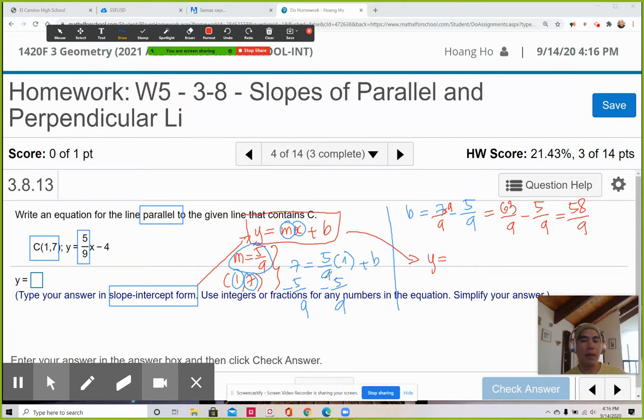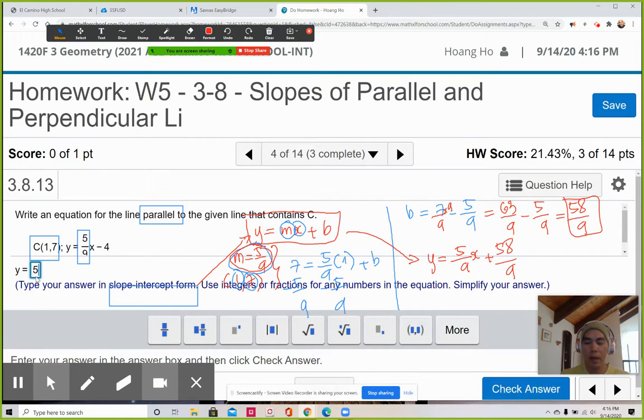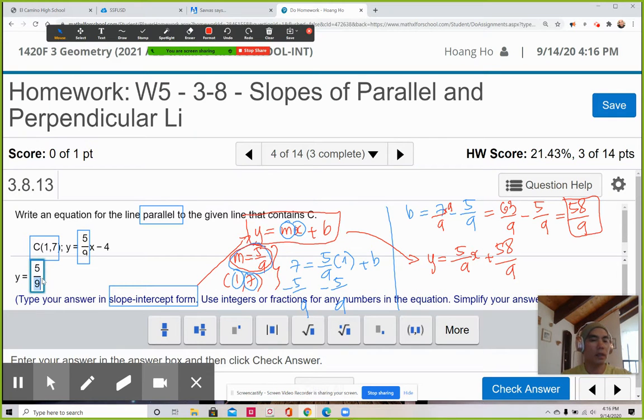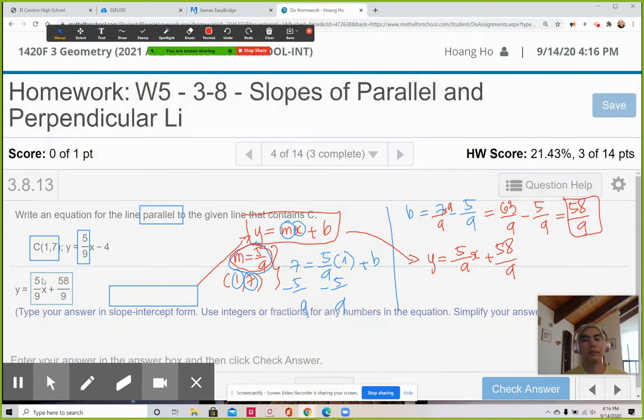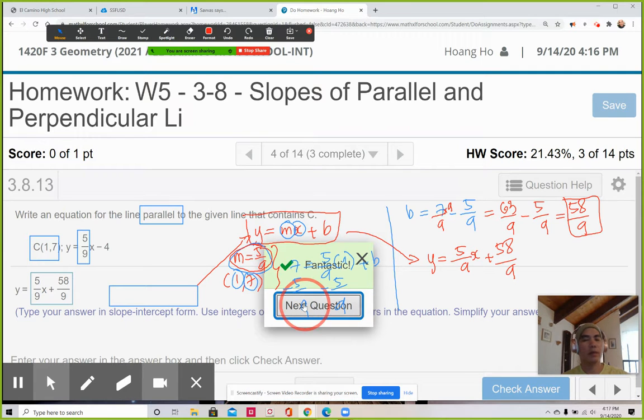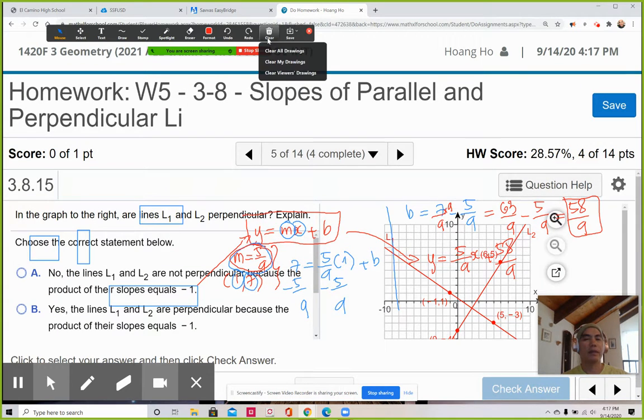So y equals m, that's 5/9 right here. So put 5/9 x, and then b is right here, 58/9. Okay, so I put into my little box here 5/9 x, move the cursor over x, and then plus 58/9. Okay, done. I move on to number 5.